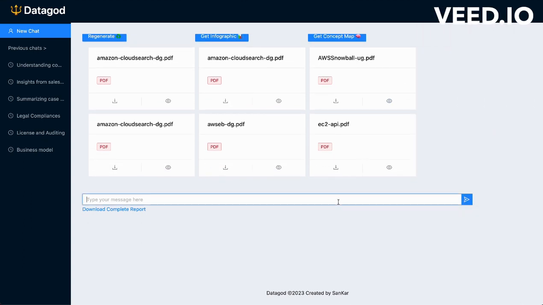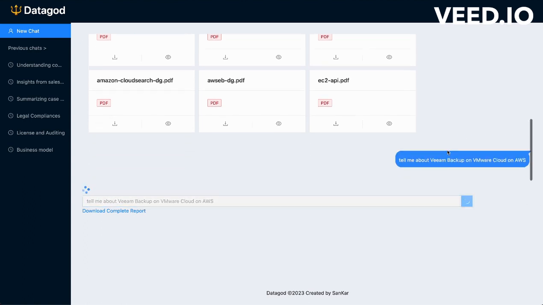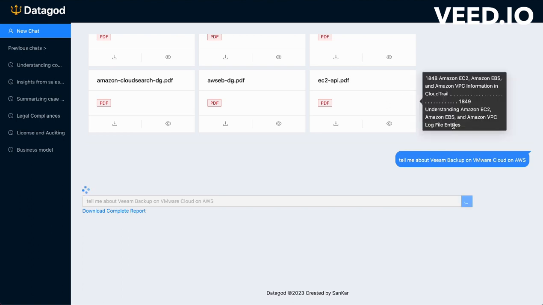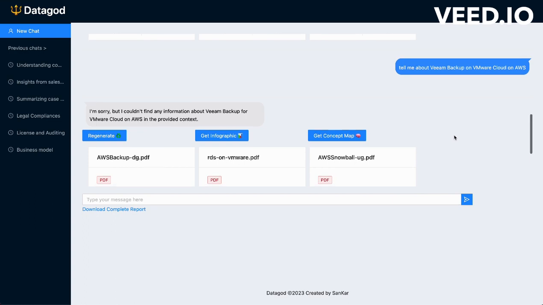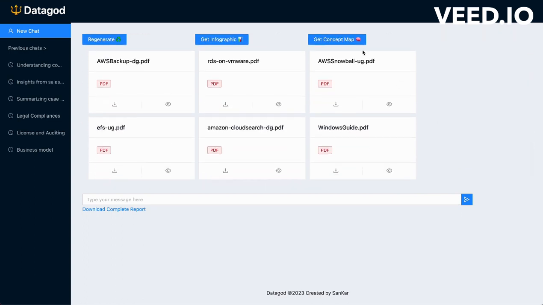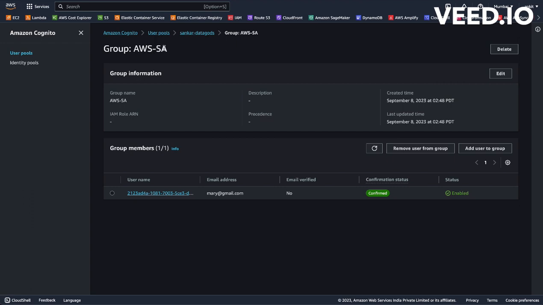Let's now try to ask a question which Patricia as a customer would not have access to, like a white paper. So I have one over here. We can just ask it to tell us about this particular thing, which is like a white paper by AWS. So since Patricia is a customer, she would not have access to it. So Datagod would just go ahead and say, hey, whatever you ask for, I don't have access to it. So let's go and change that.